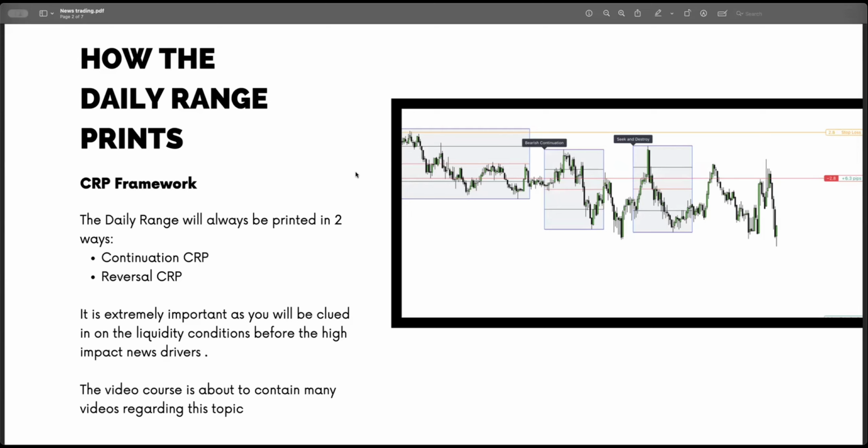It has also been discussed in great detail in my video course, which has information that the public is not privy to. Okay, so it is extremely important to understand the CRP framework, as you will be clued in on the liquidity conditions before the high impact news drivers. Now, the video course is about to contain many videos regarding this topic because this is the missing piece of the puzzle.